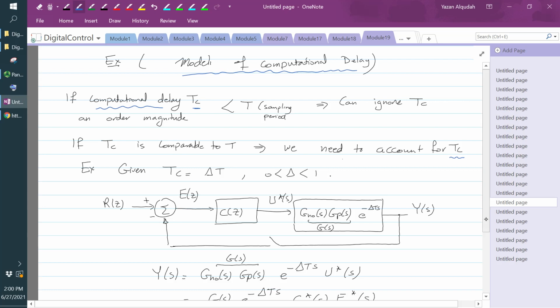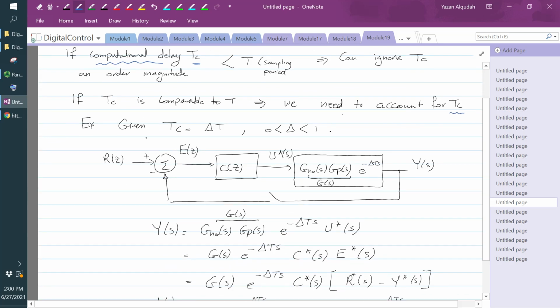So let's look at this example here. We are given that we have a calculation delay that is equal to delta T, where delta is between 0 and 1. And we have our system, R of z, E of z, we have the controller C of z, and we have our system here, G of s. And now what we're adding to this is this term here, e to negative delta multiplied by Ts. And this is to account for the delay.